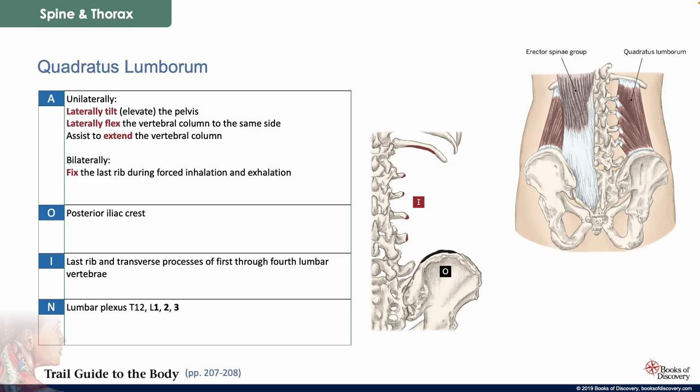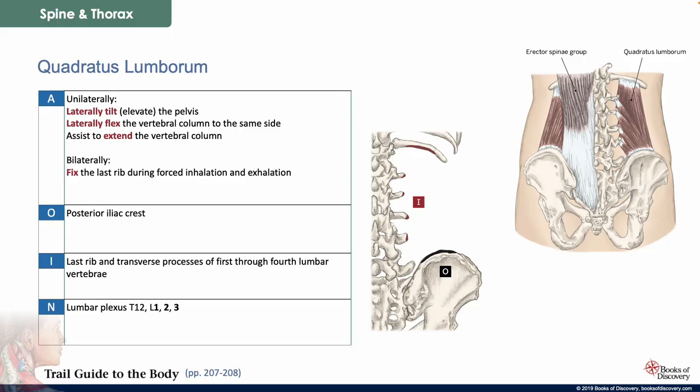So here's a better image of the quadratus lumborum. The quadratus lumborum on one side, unilaterally, will laterally tilt or elevate the pelvis. This is why when this muscle is tight, it can bring your pelvis up higher towards your ribs, we'll say. It'll also laterally flex on the same side, but it also, here's a fun one, assists to extend the vertebral column. So that's unilaterally. It's a lateral flexor, it tilts, elevates the pelvis, and it extends your spine.